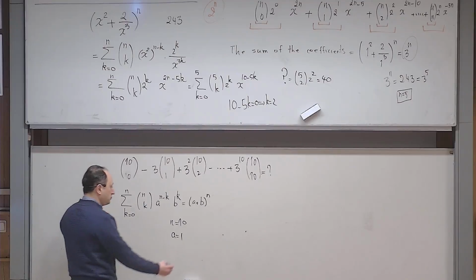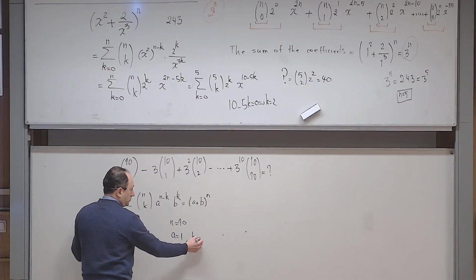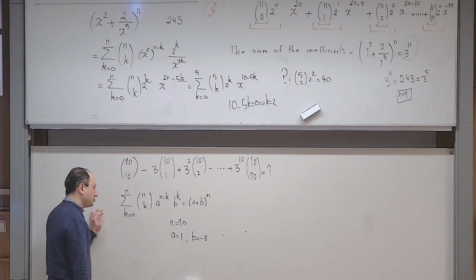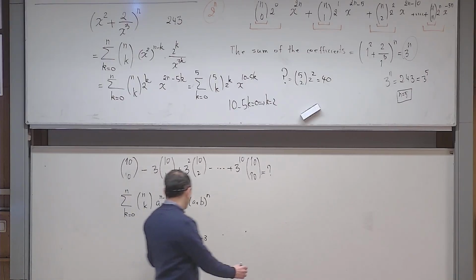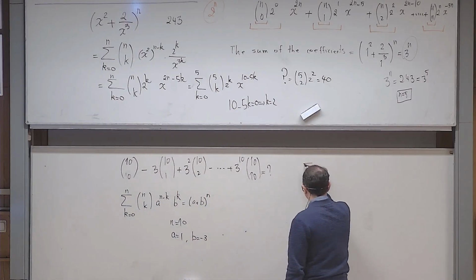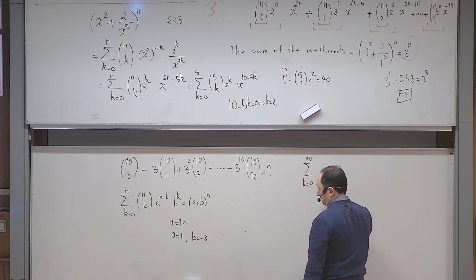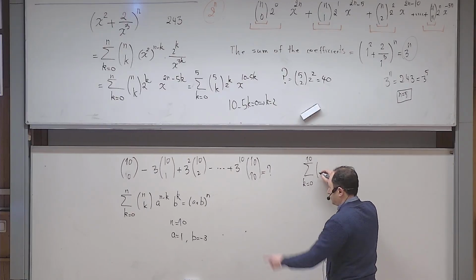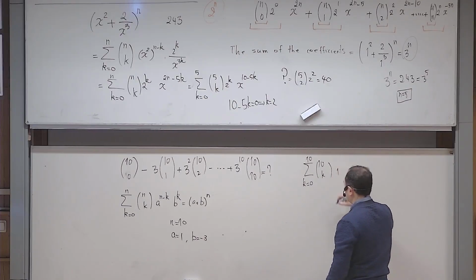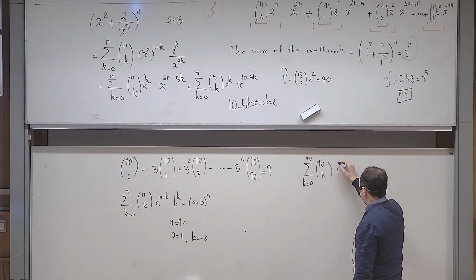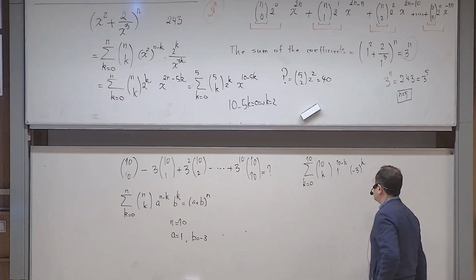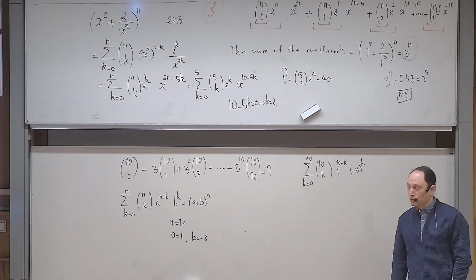What do you guess for B? -3. You say -3. Okay, so let us check if it is working or not. So if your guess is correct, the sigma will be K goes from 0 to 10. N, according to what you said, is 10. Choose K. And then you said A is 1. So 1 to power N minus K. And then you said B is -3 to power K. Okay? Do you think it works or not?